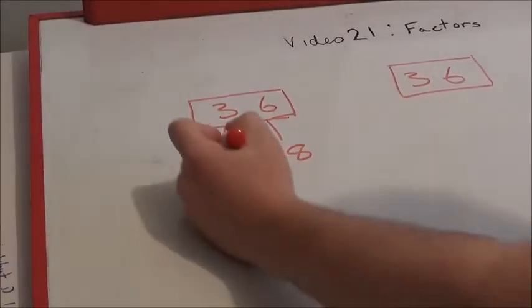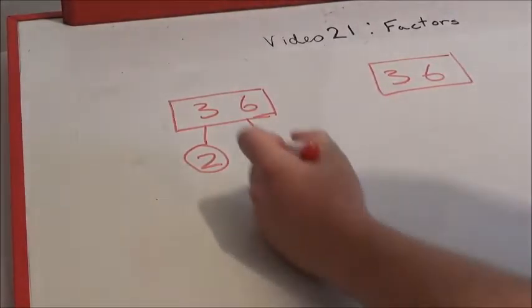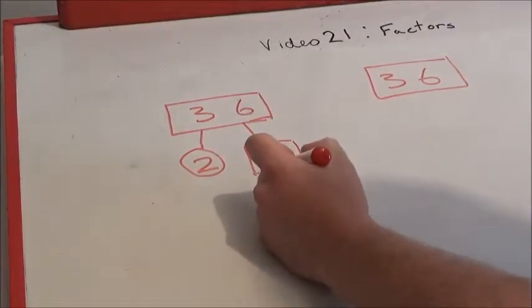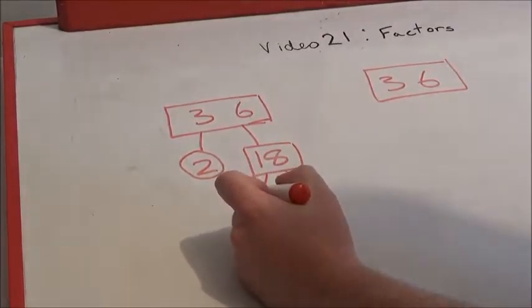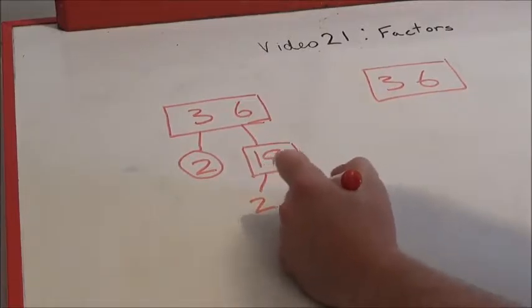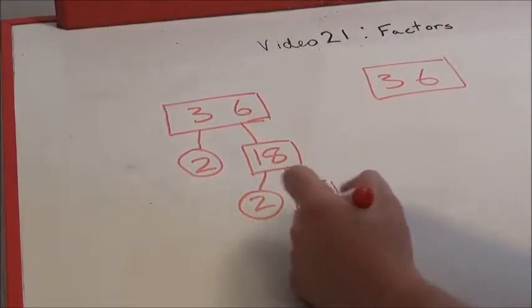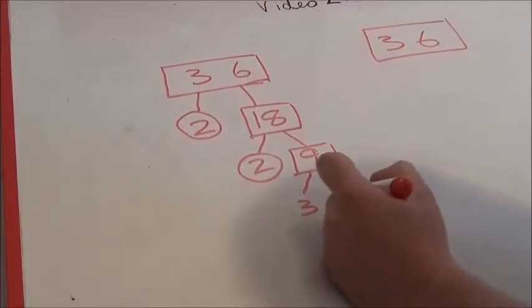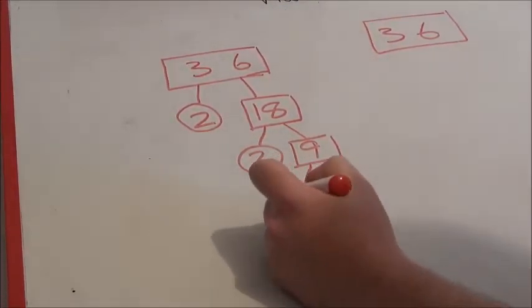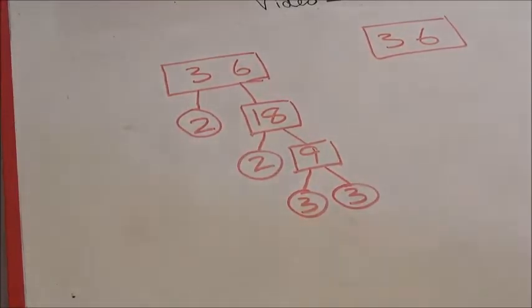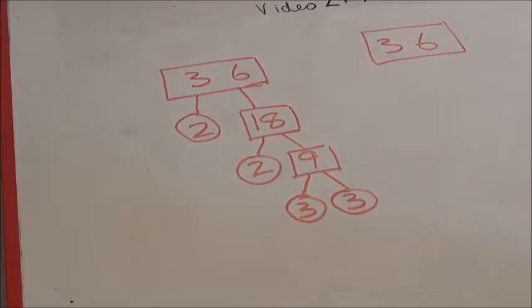So first things first, 2 being a prime number, stops there. 18 is not. Let's go with 2 and 9. 2 being a prime number, 9 not. I could do 3 and 3, that's a factor pair. And again, that would then stop because they're all prime numbers. So 2, 2, 3, 3 are our prime factors.